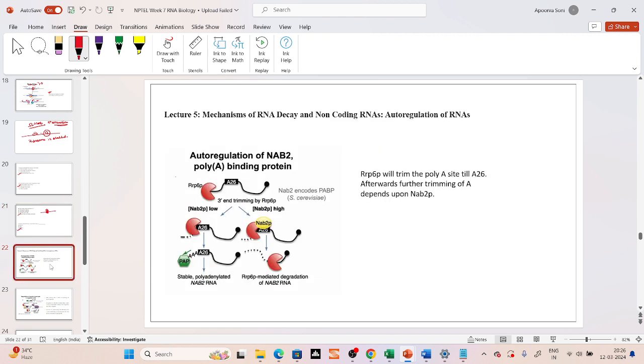Now we'll move to lecture 5, which is auto-regulation of RNAs. Up till now we were studying the RNA decay and the different mechanisms of RNA decay: deadenylation dependent, deadenylation independent, endonuclease dependent. Then we studied exosomes, how exosomes regulate the decay of RNA. Exosomes can regulate the decay of RNA inside the nucleus through the TRAMP complex, or in the cytosol through three different pathways: nonsense mediated decay, non-stop mediated decay, and no-go decay. And now we are studying the auto-regulation of RNAs.